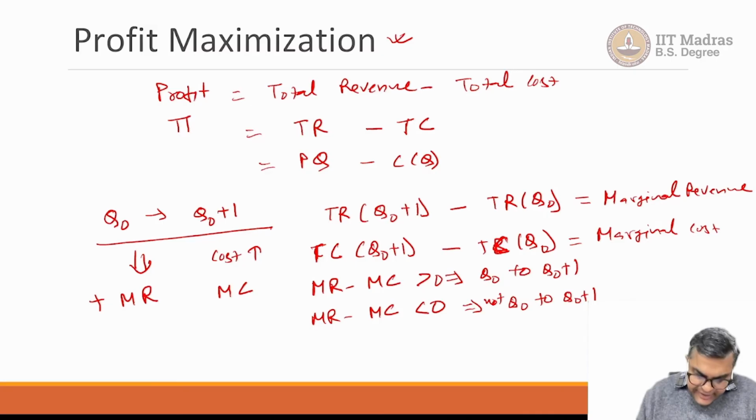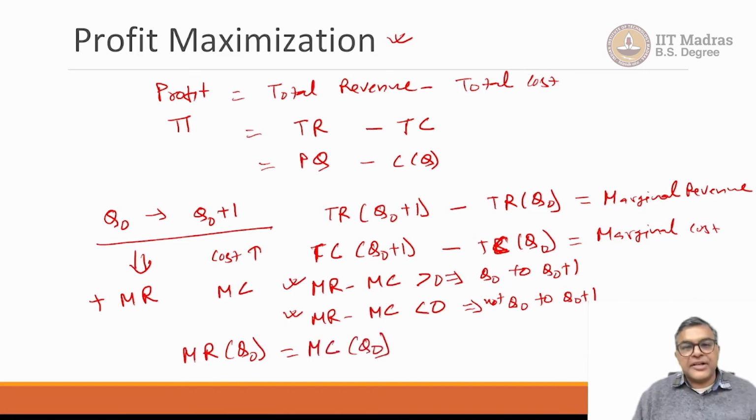So the criterion for optimality is that marginal revenue at that point, let us say at Q naught, if Q naught is the optimal point, because here we have taken that it's not optimal, but if MR at Q naught happens to be equal to MC at Q naught, then you do not have an incentive to increase production or decrease production, and so this is a criterion for optimality.